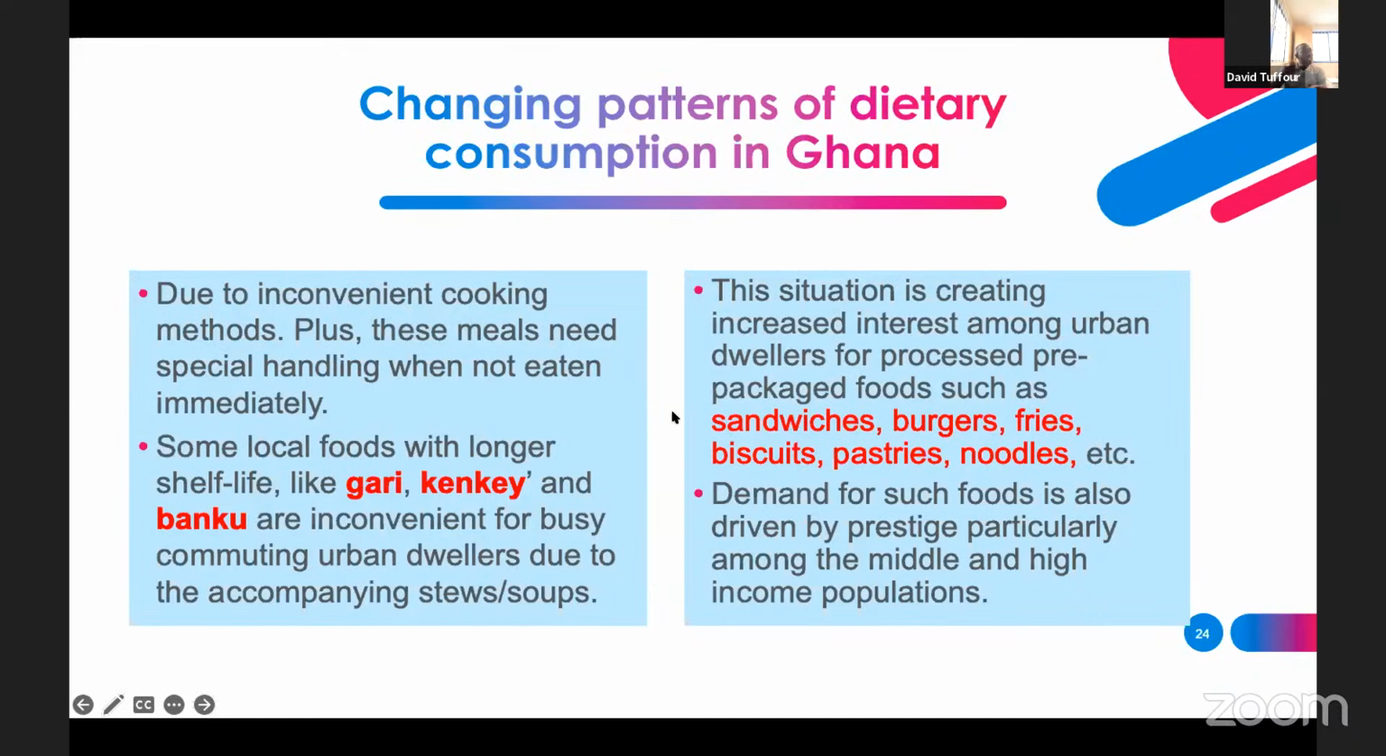All right. Now, this situation is creating prepackaged foods. Such as sandwich you eat, all you do is you warm water, you put it in the container, and then your noodles is ready. You start consuming it with your fork or your chopsticks. Okay. Also, the demand for such foods is also driven by prestige, particularly among middle and high income population.